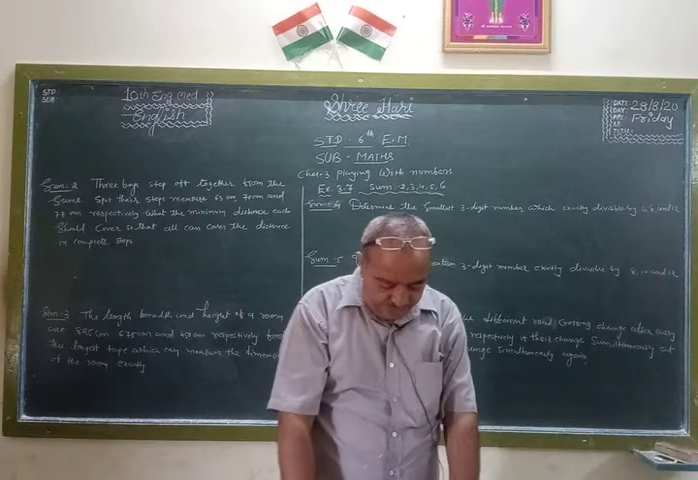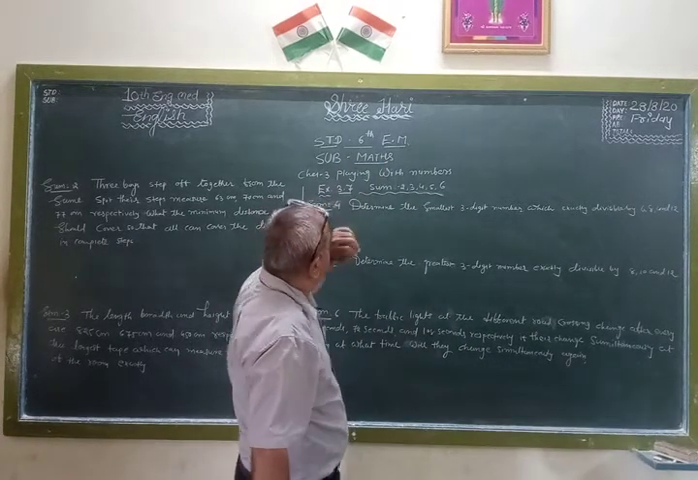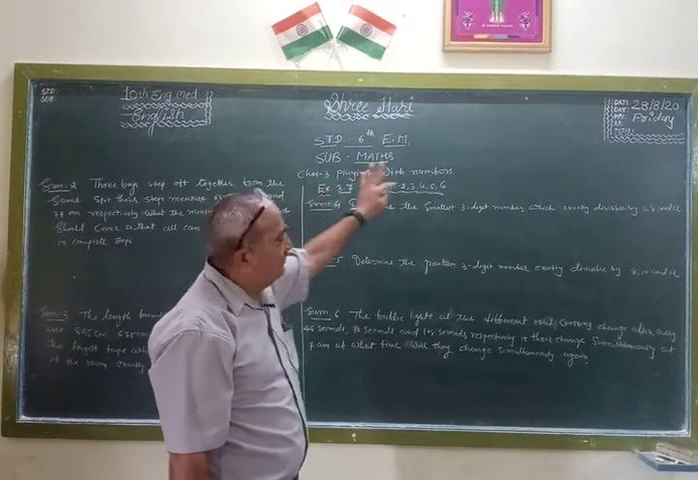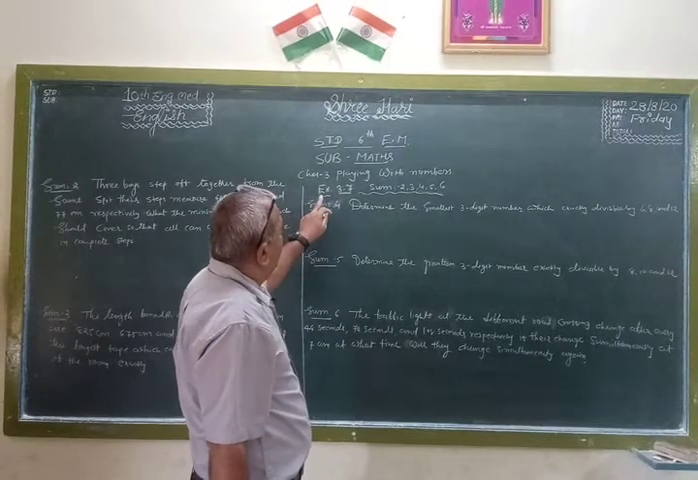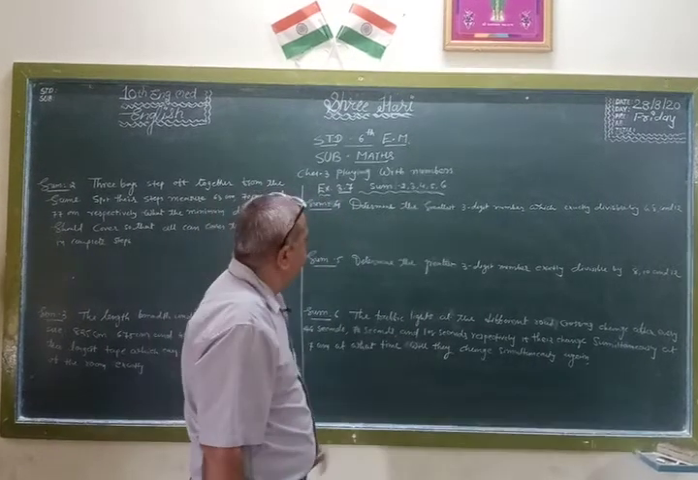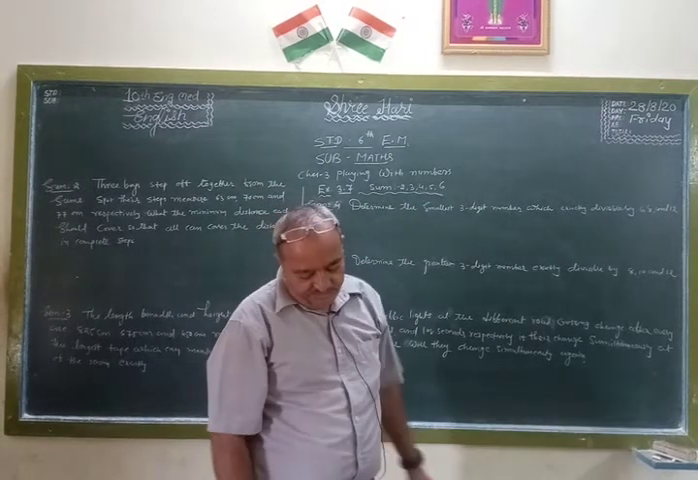Standard 6 English Medium, Subject Maths, Chapter 3, Playing with Numbers. Exercise 3.7, sum number 2, 3, 4, 5 and 6.